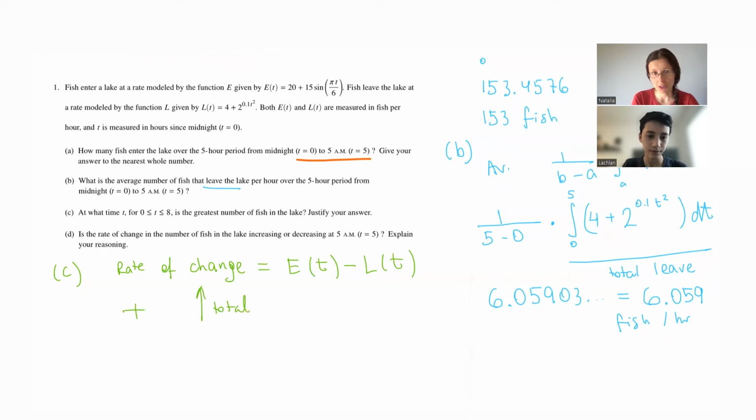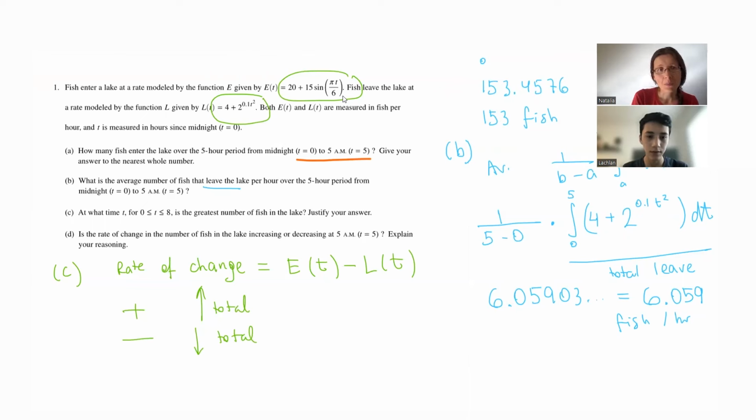Total number is increasing because more enter than exit. And if it's negative, the total number is decreasing because more exit than enter, more leave than enter. All right. So the rate of change is basically the difference between this function and that function. And as you said, we want to set it to 0 because those are the points when the rate of change will change from positive to negative or vice versa.